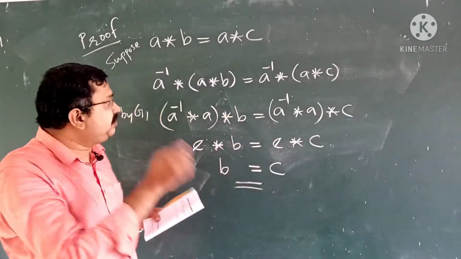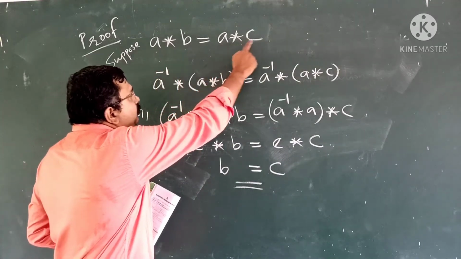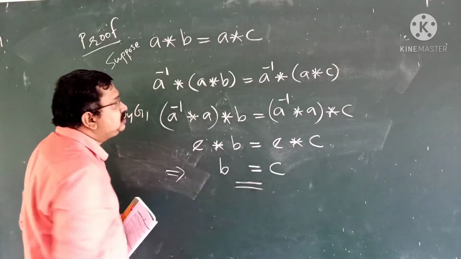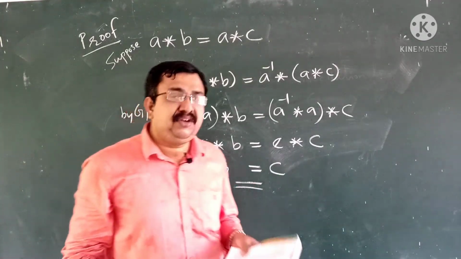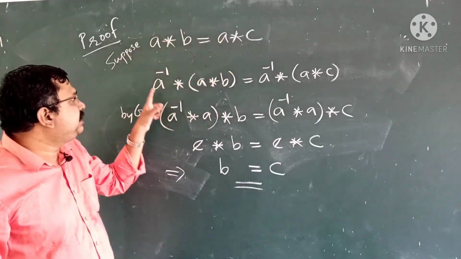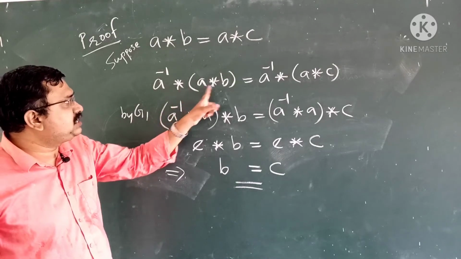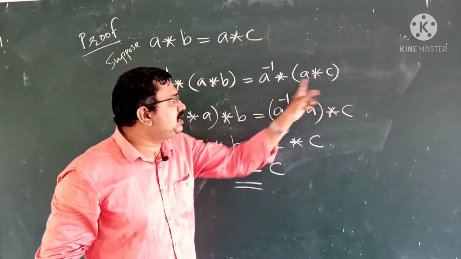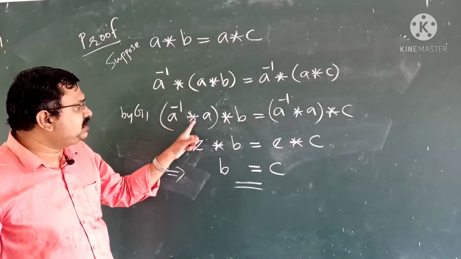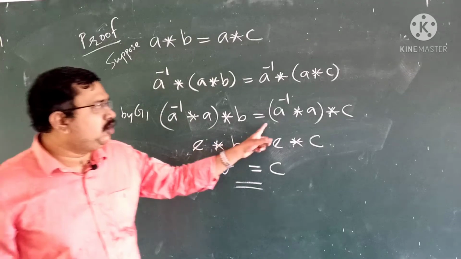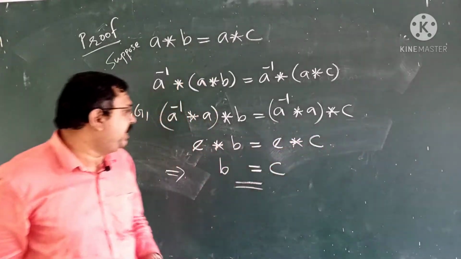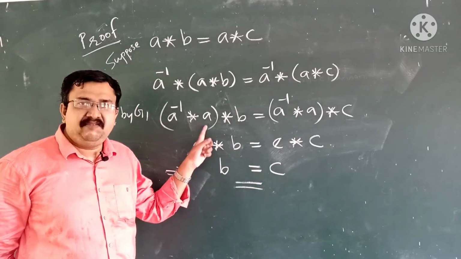We are starting from here. A star B equal to A star C, which implies B equal to C. This is our left cancellation law. Remember that A star B equal to A star C, then A inverse star A star B equal to A inverse star A star C. Then by applying associative law, we can write A inverse star A star B equal to A inverse star A star C. Then we know, what is A inverse A?